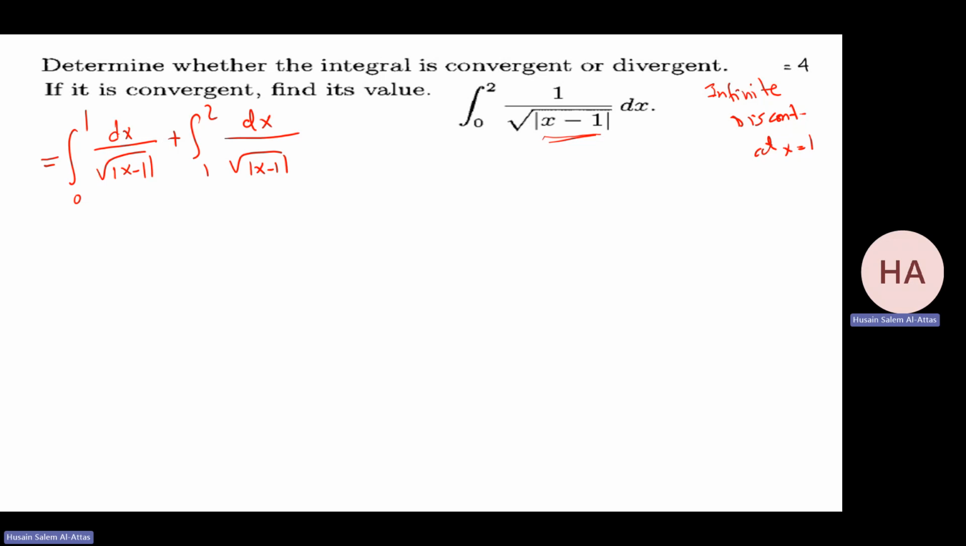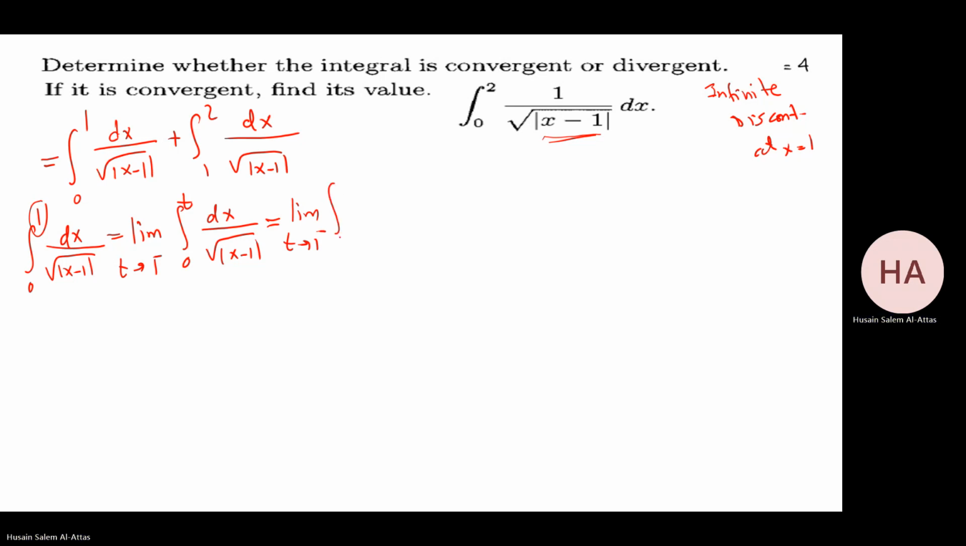Yeah. Let me do the first one, 0 to 1. Be careful. My problem is at 1. So I have limit as t goes to 1 from the left, 0 to t, dx over square root x minus 1. That will be negative limit as t goes to 1 from the left, 0 to t, dx over square root 1 minus x. Yeah, let me do this aside. It needs a minus sign because of that.